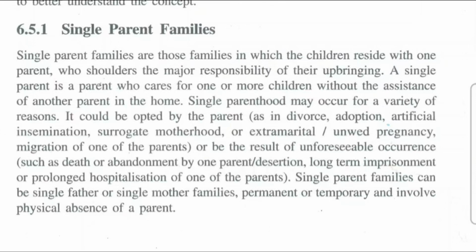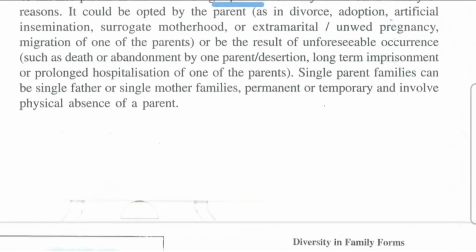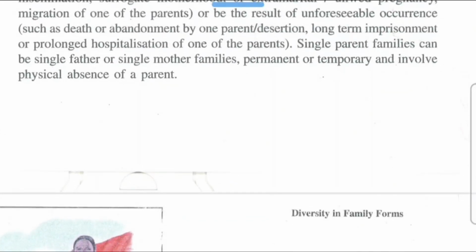Single parenthood may occur for a variety of reasons. It could be opted by the parent, as in divorce, adoption, artificial insemination, surrogate motherhood or extramarital unwed pregnancy, migration of one of the parents, or be the result of an unforeseeable occurrence such as death or abandonment by one parent, desertion, long-term imprisonment, or prolonged hospitalization of one of the parents. Single-parent families can be single-father or single-mother families, permanent or temporary, and involve the physical absence of a parent.